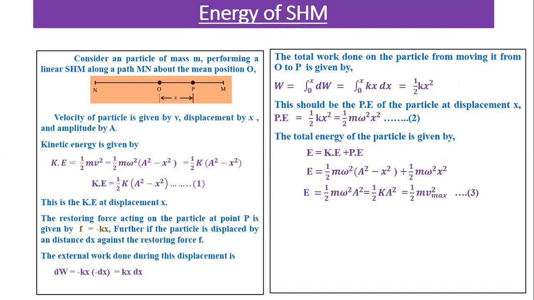The same formula we can write in terms of k also. m omega square is k. So half k a square is the total energy. Or we can write omega square a square, we know that it is the maximum velocity. So you know that V max is equal to a omega. If we substitute this here, then we get half m V max square also. So this is the total energy.